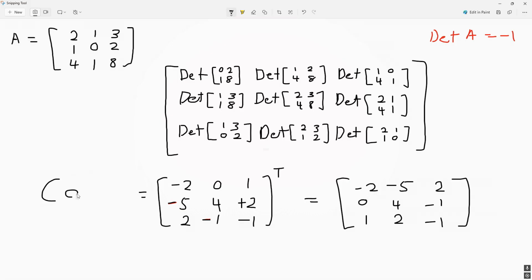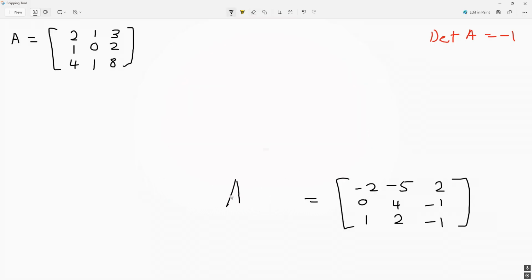Just to be clear, this is a cofactor. This is called cofactor, and this is the minors. But just to keep it simple, I'm not going to tell you what they are. I'm just going to tell you how to solve them. What we have over here on the right is the adjugate. So let me just clear everything. This is adjugate of A.